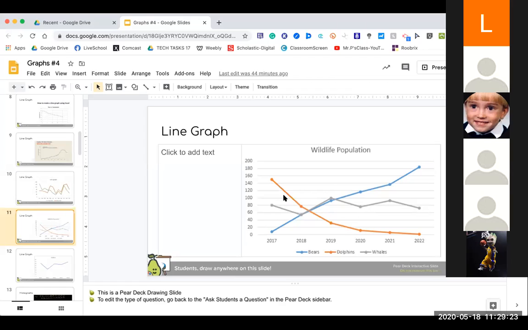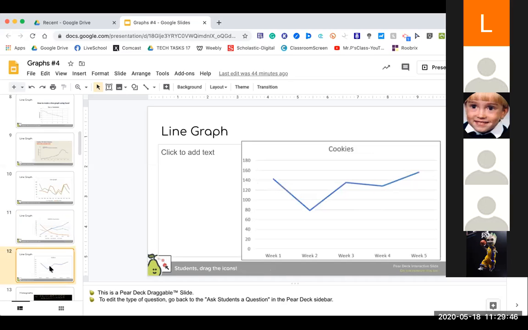And is one of them approximately staying around the same? The whales. Yes. So can you see that? That's exactly right. But looking at those 3 lines, you can see one animal is increasing in population, one is decreasing, and one's staying around the same over these several years that are being shown, these 6 years.